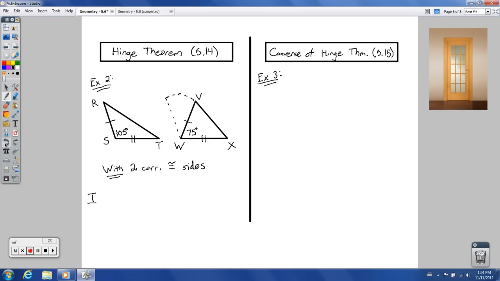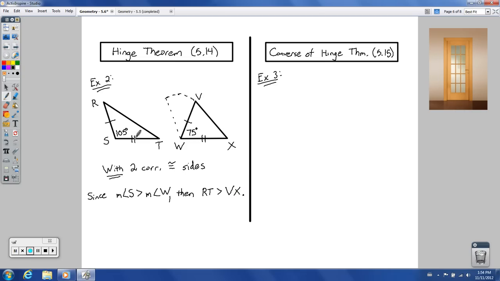we can say, I think a better way to say this is, since the measure of angle S is greater than the measure of angle W, what has to be the case? The sides across from these angles have to be matching up in such a way that this side is bigger than this side, because this triangle closed on the hinge, in a sense, this side closed up. This has to be the case. So since this is true, then TR or RT must also be bigger than VX.